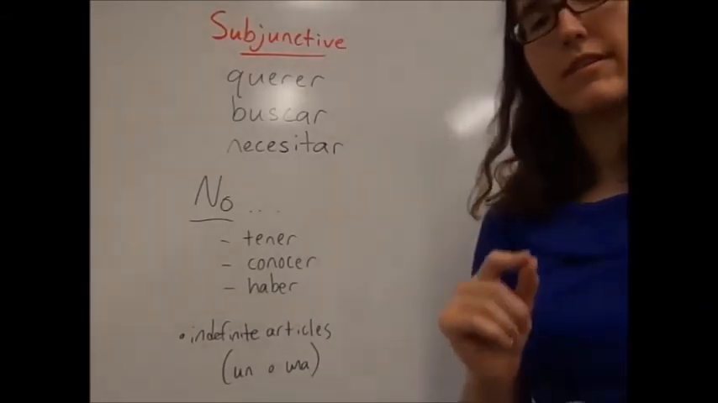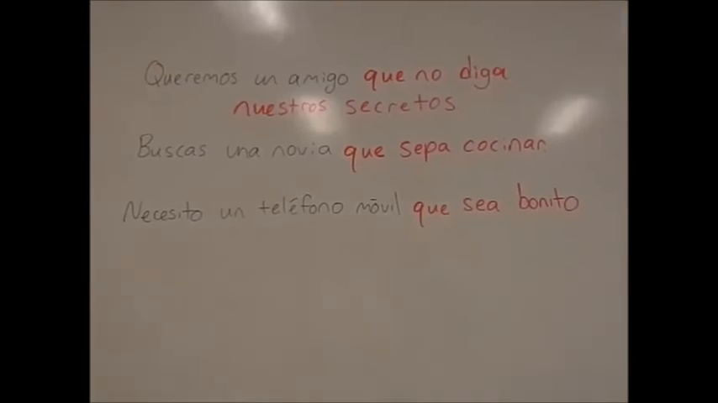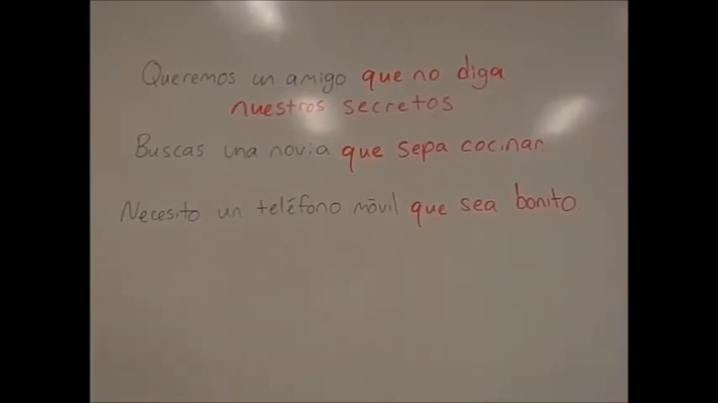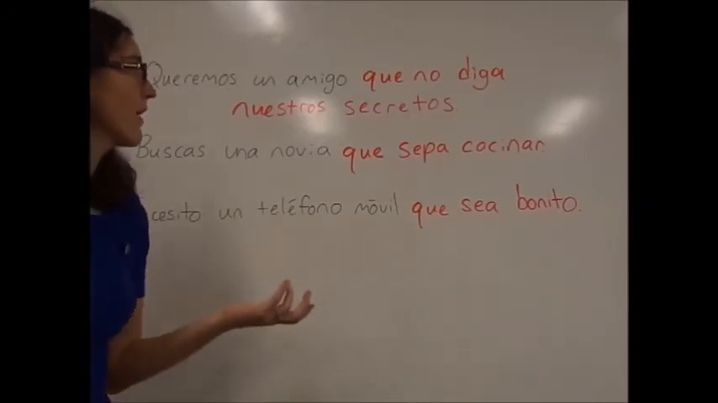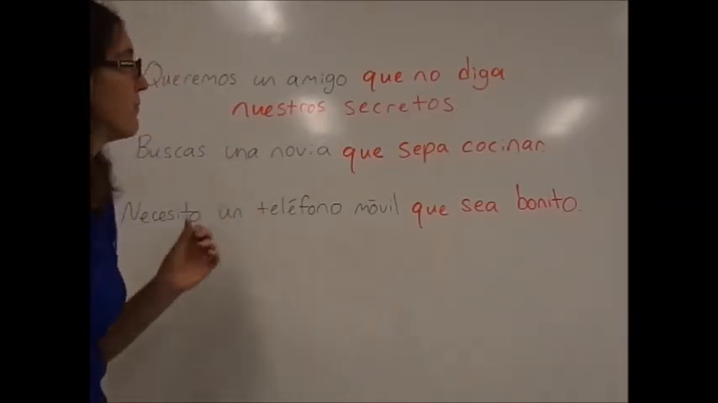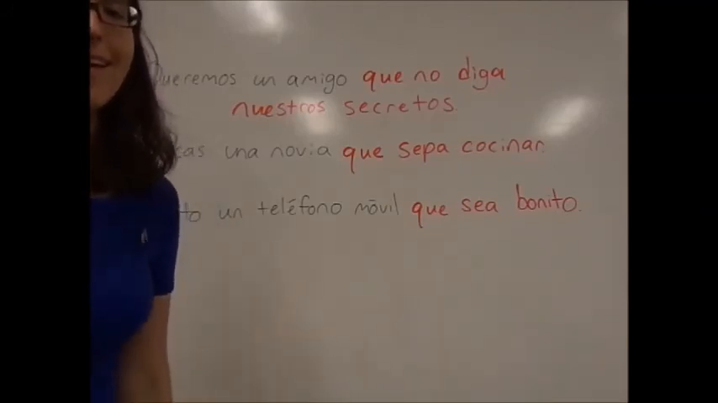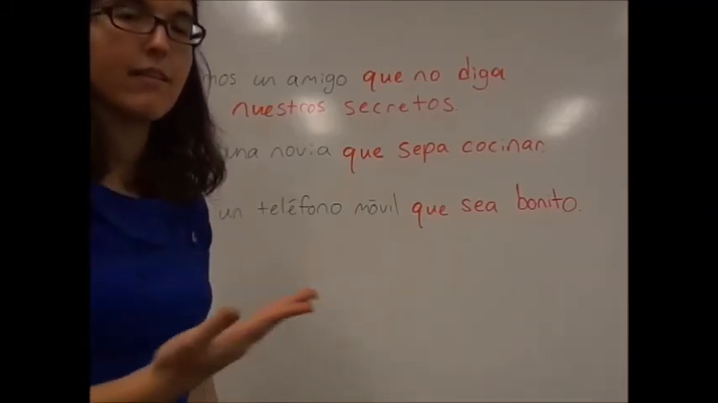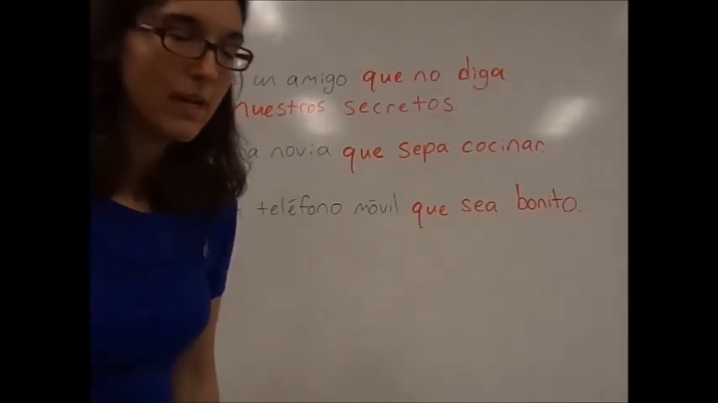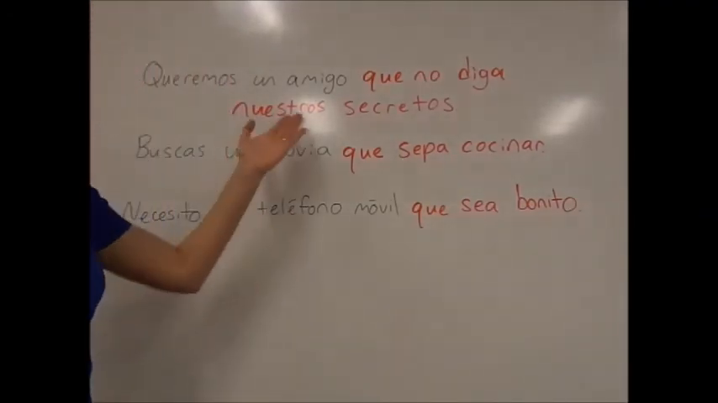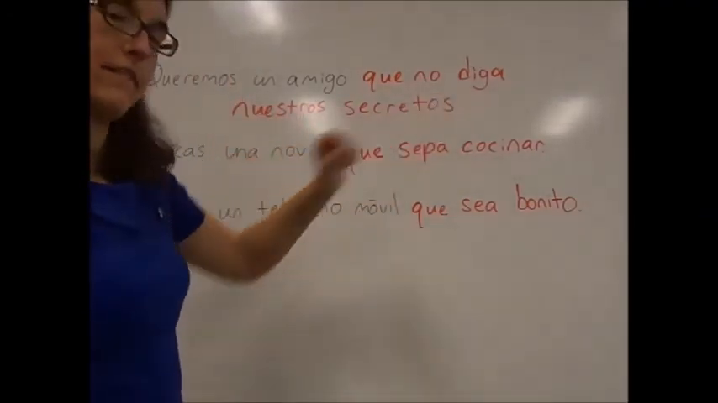But don't worry, we're going to look at some examples. So here are some examples of verbs that imply the subjunctive when they're used with adjective clauses. The first one is querer. Queremos un amigo que no diga nuestros secretos. What this sentence is saying is that we want a friend that doesn't tell our secrets. But we don't know if somebody like that exists. We don't have the friend right now. It's a friend that we would like to have. So because of that, and because we don't know if there's somebody out there that will keep our secrets a secret, we put this in the subjunctive, and we use diga.